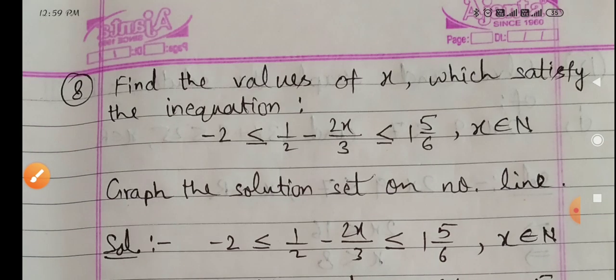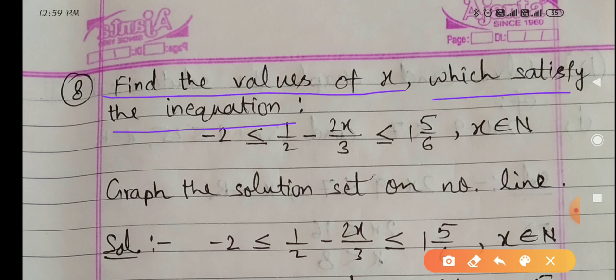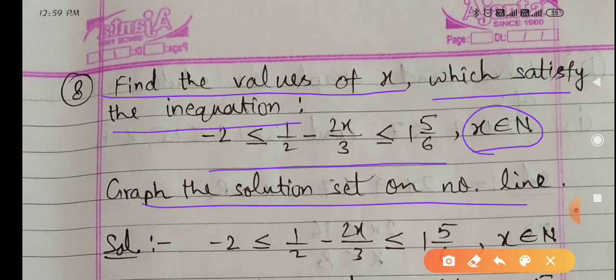Now question number 8. Find the values of x which satisfy the inequation. This inequation is given. This time x does not belong to real numbers, x belongs to natural numbers. Graph the solution set on the number line. So that's why it is a different question. I have taken this question.